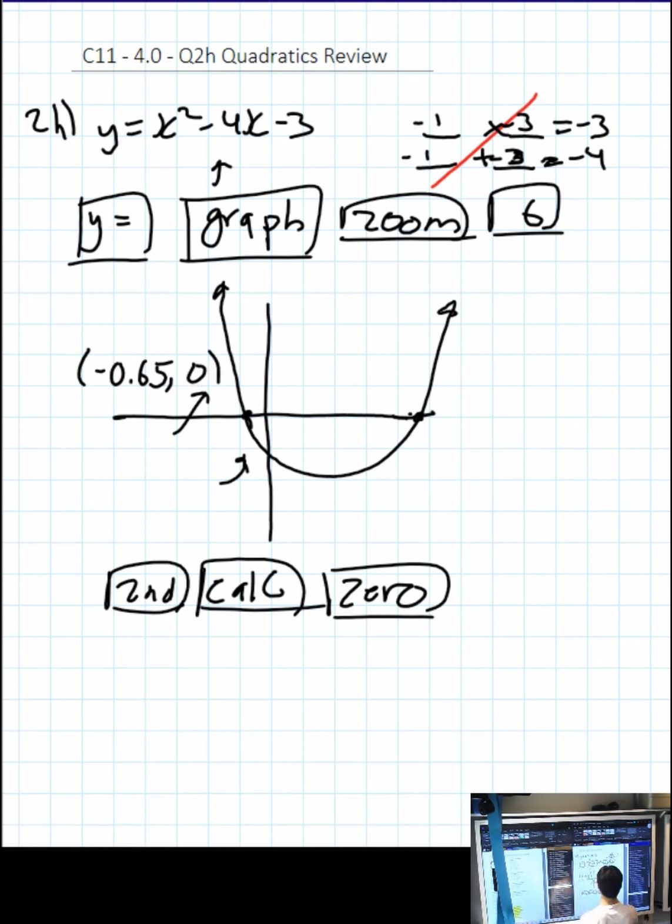Now we're going to use the same buttons to find the intercept on the right. So second calc 0. And then left bound, notice left bound this time is below. Press enter, move your cursor right bound, press enter, says guess, press enter again. And we have 4.65, comma 0.